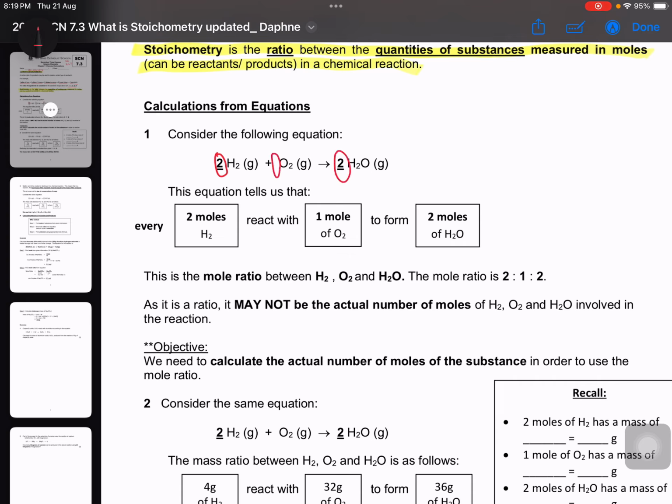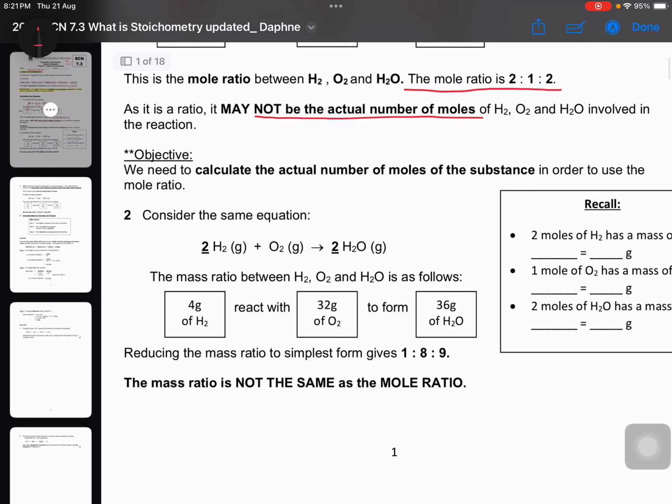Now, what we need to remind you is that the 2:1:2 is not telling us grams. It doesn't mean 2 grams is to 1 gram is to 2 grams. No. Okay? Because if we want to talk about grams, then we have to calculate mass. Now, this shows us mole. But if we want mass, how do we calculate mass? Then we have to think about the Mr. Okay? So the first one, Mr of hydrogen is actually equal to 2 times 1, which is 2.